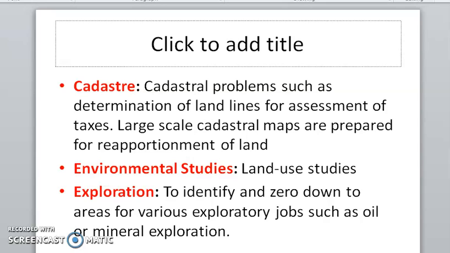Cadastral problems such as determination of land lines for assignment of taxes. Large scale cadastral maps are prepared for reapportionment of land. Environment studies, land use studies. Exploration to identify and zero down to areas for various exploration jobs such as oil or mining explorations.